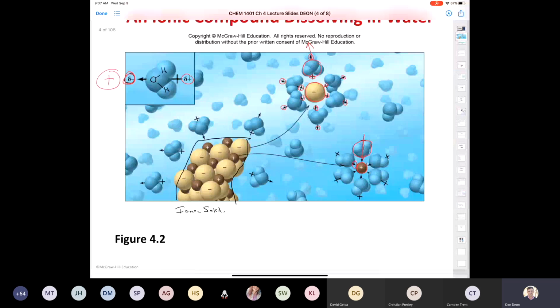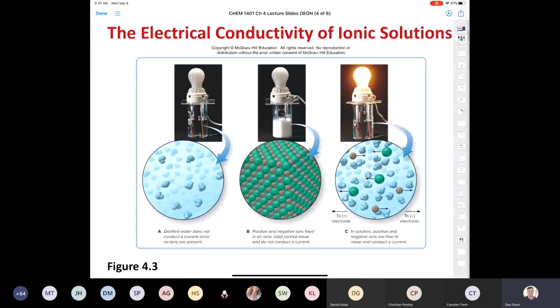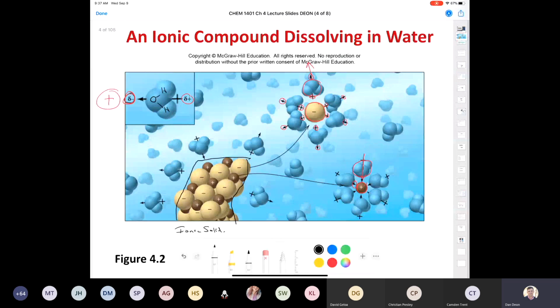Okay. Now, what else can water do? Well, water can dissolve ionic compounds. Let me back up and just remind you that what we're talking about here is that water is dissolving an ionic solid. What's an ionic solid made from? It's made from a cation and an anion, right? Positive and negative. Okay, with that in mind, let's look at the next slide.